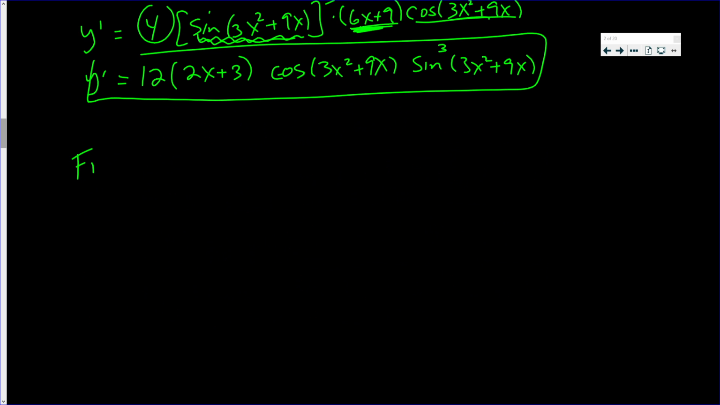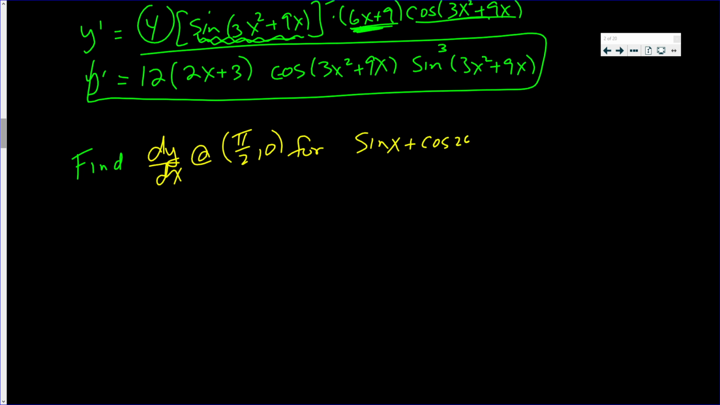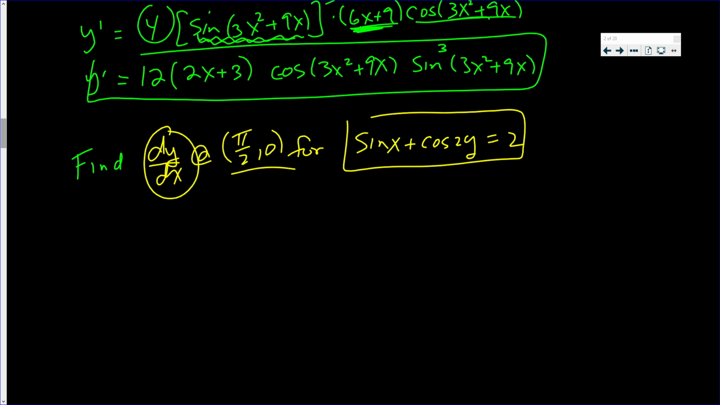Suppose you were asked to find dy/dx at, let's see, say (pi over 2, 0) for the equation sine x plus cosine of 2y is equal to 2. Well, before you can find the derivative at a point, you find the derivative and then you plug in the point. So let us find the derivative of this.